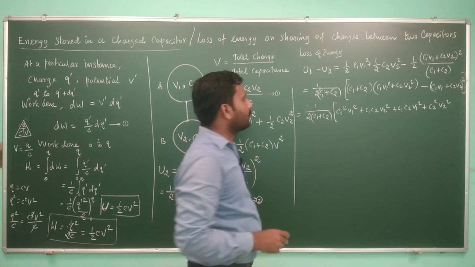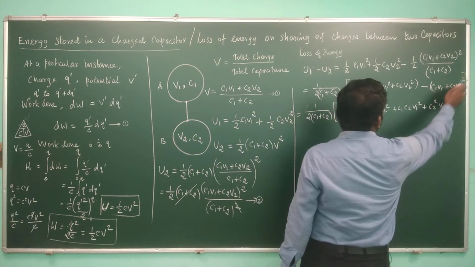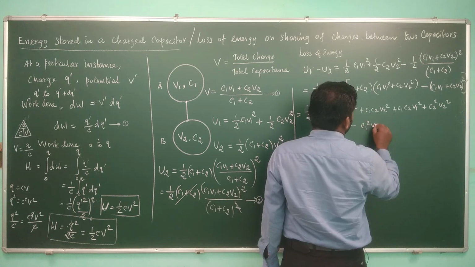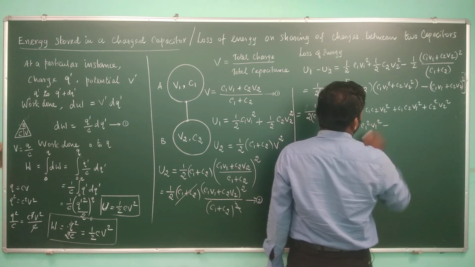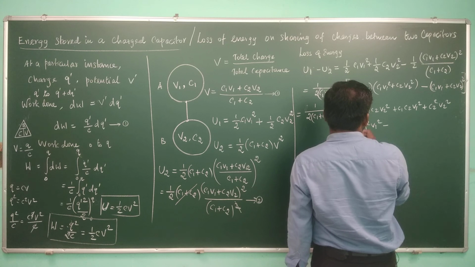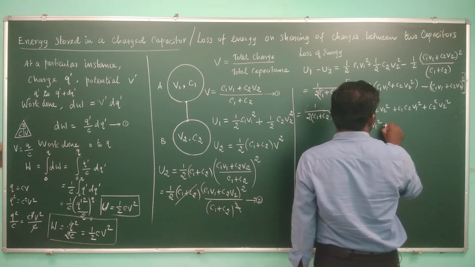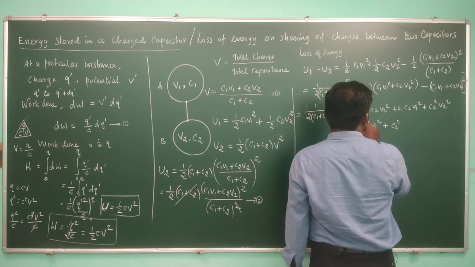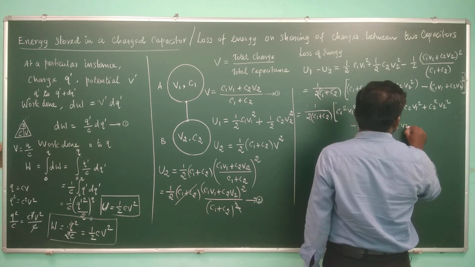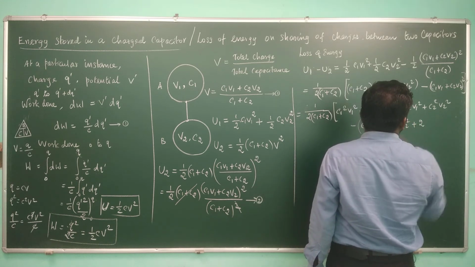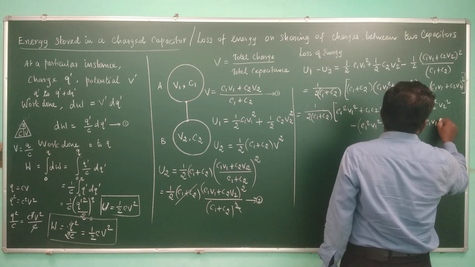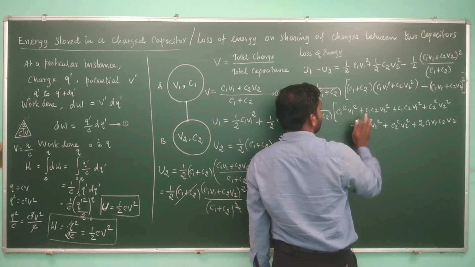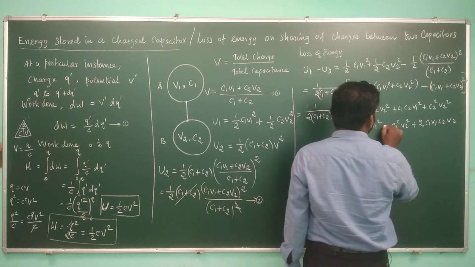Okay, and then here (a + b) whole square with a minus outside. So a square C1 square V1 square, b square C2 square V2 square, plus 2ab C1 V1 C2 V2, like this. Now we introduce the minus inside, so that all of this becomes minus.